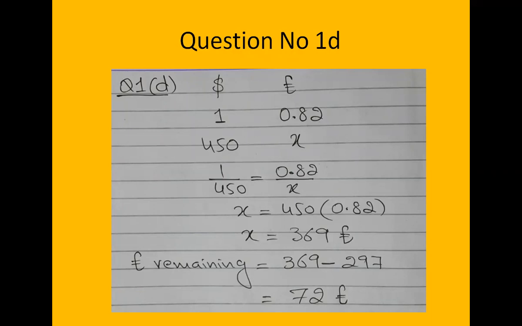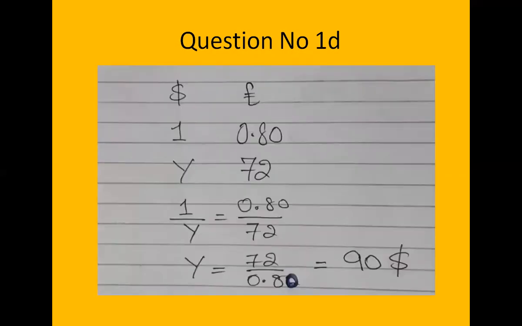Okay, and how many euros are remaining? 369 minus 297, because he has spent 297 euros. So he has 369 euros and he has spent 297. So the remaining euros are 72 euros. Okay, now he will convert those 72 euros back into dollars, but this time the exchange rate is different. This time the exchange rate is $1 equal to 0.80 euro.